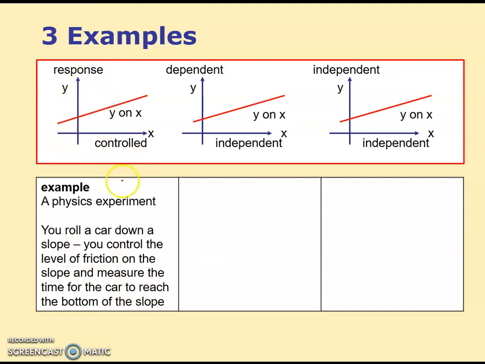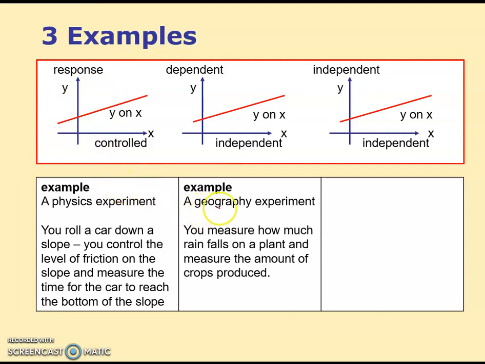One's controlled, one's response. A geography experiment: you measure how much rain falls on a plant. You might do this in several different locations, and depending on where you are, you've got different amounts of rain. Now, the amount of rain you can't control. There's no way you can control how much rain falls. So that's independent. It's not controlled, it's independent, but it goes on the x-axis. What is dependent on that is how much the plant grows, how much crop is produced. That's the kind of scenario I'm thinking of here.